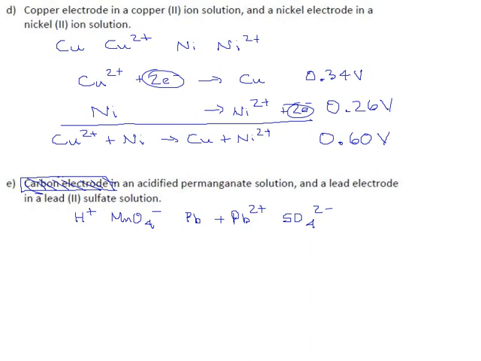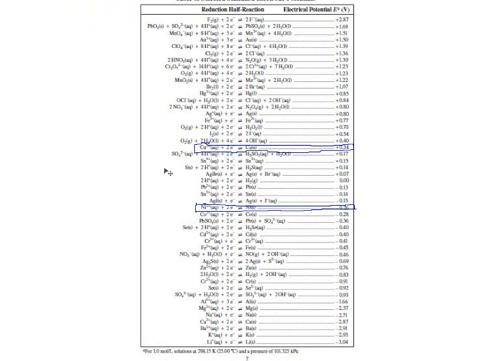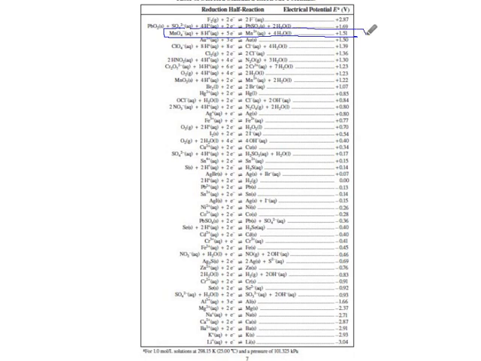Okay, so I have a pretty good idea what I think is going to happen here, but let's look it up and make sure. Acid permanganate is one of the great champions of oxidation. It's very, very high. Right there. Voltage 1.51 volts.